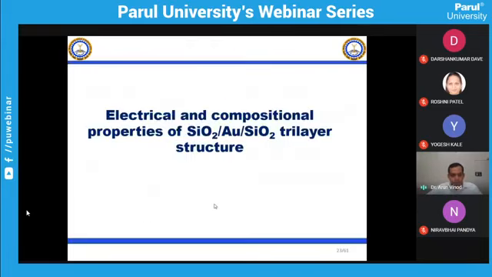And now let's discuss the tri-layer structure. Previously we mentioned that we have used three layers, that is HfO2, SiO2, and Al2O3. We made tri-layer structures with them, and we have already discussed the tri-layer structure.